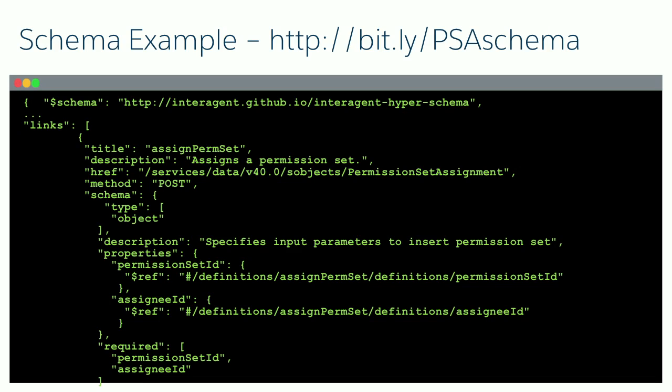But I want to call out the fact that the format that we support currently is something called interagent hyperschema. If you use Heroku, you'll know that that's the format that they use to describe their platform APIs. And then what I've also taken a sample of in this slide is the links section in that schema that's describing the POST or the HTTP actions that you want to be importing.